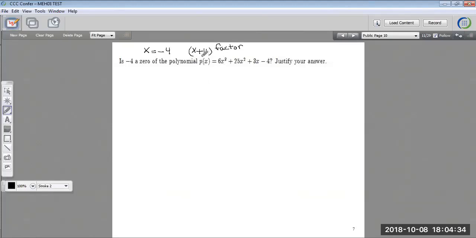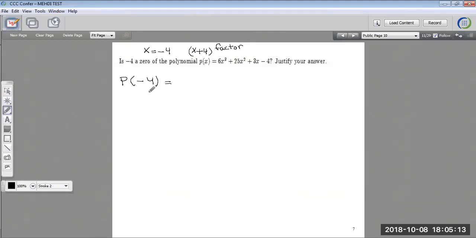Or use the fact that if I evaluate p of minus 4 and this turns out to be equal to 0, what that means is that the remainder would be equal to 0. If the remainder is equal to 0, therefore x plus 4 would be a factor, and then x equal to negative 4 would be one of the zeros or solutions of that polynomial. So that's all you really need to do, evaluate p of negative 4 and see if it turns out to be equal to 0 or not. If it's 0, then yes, the answer is negative 4 is a 0, otherwise it's not.